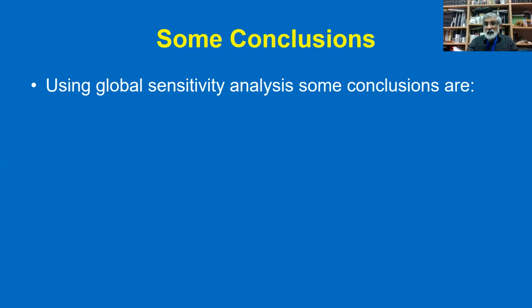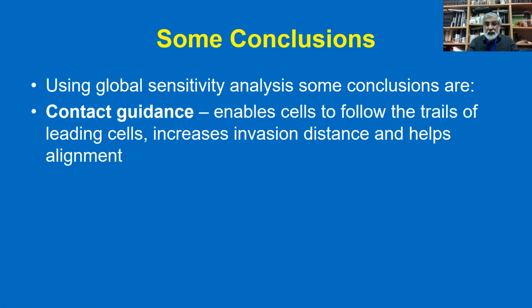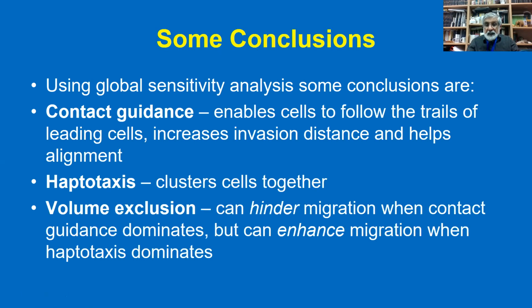So what Duncan did, because of the parameters in this model, he assessed some of the key aspects that other people have looked at, namely contact guidance, which is where as the cells move, they align the matrix, and that allows the followers to move.